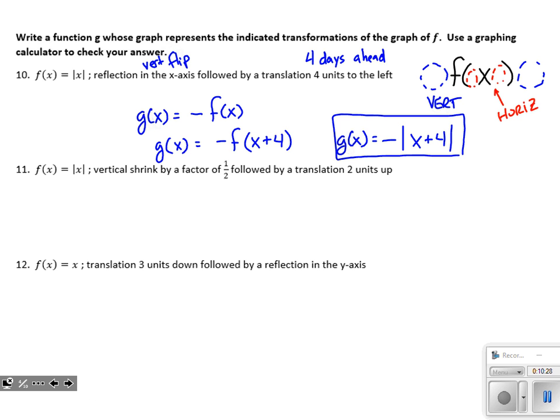All right, for number 11, we got a vertical shrink by a factor of 1/2. That's saying half as tall, followed by a translation 2 units up. Well, that needs no adjustment for us to understand that.